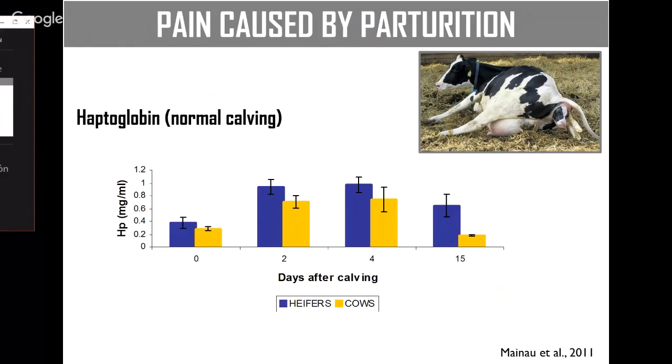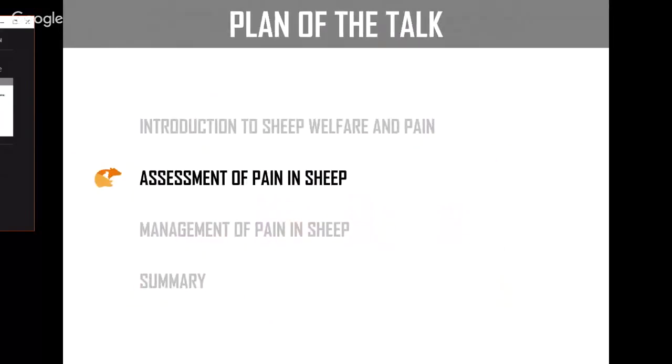I am just drawing your attention to this study because we believe that lambing may well be an important cause of pain in sheep and is an area that we think deserves further attention. Okay, so far the introduction to sheep welfare and pain, with the main causes of pain in sheep, the discussion on whether tail docking and castration are needed, and the issue of lambing.